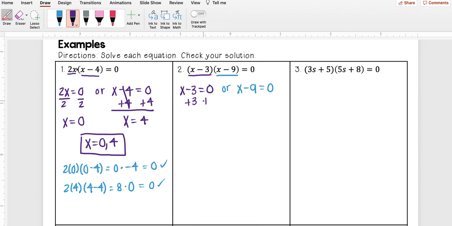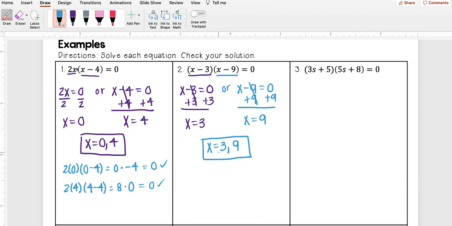So add 3 to both sides. Add 9 to both sides. And so I get x equals 3 or 9. If I plug those in, 3 minus 3, I get 0. 0 times anything is 0, so I'm good there. If I plug in 9, I get 9 minus 9 is 0. 0 times anything is 0, so I'm good.